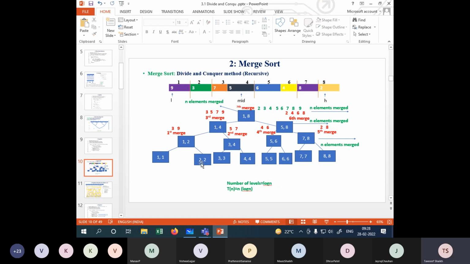So the height of this tracing tree is equal to log n, and the number of merges we are doing is n. So this is the total time this algorithm will take: log n, the height of the tree, and n, the number of merges we perform. So n log n is the total time complexity of merge sort. Even if you perform it iteratively, which is known as two-way merge sort, its time complexity is n log n. Even if you use merge sort with divide and conquer, again its time complexity is n log n.